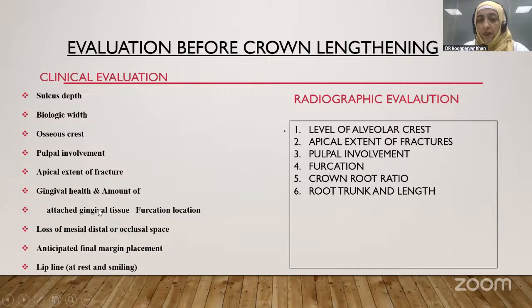Then in radiographic evaluation, we have the level of the alveolar crest, again the apical extent of the fractured tooth, then pulpal involvement, furcation, crown root ratio, and root trunk length.